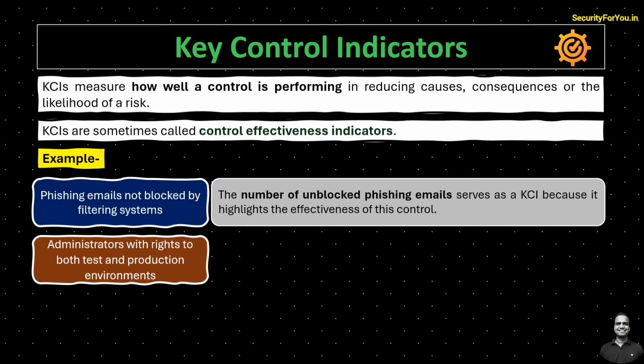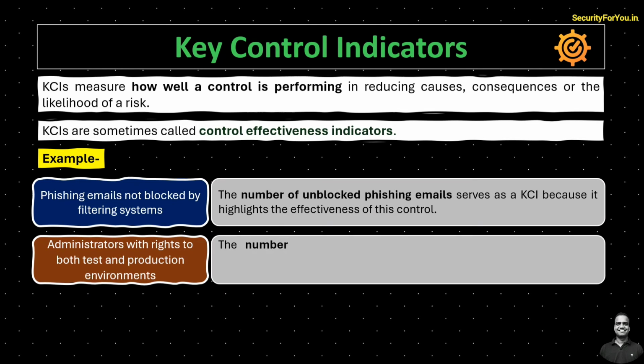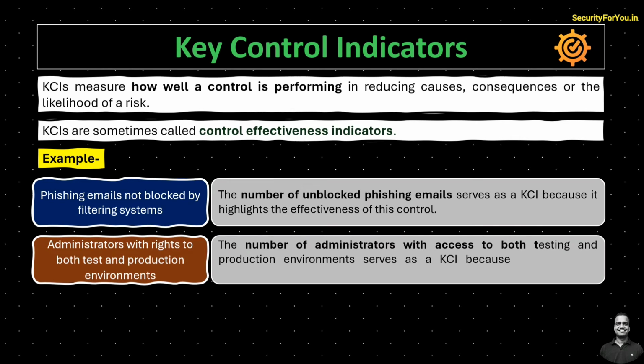Administrators with rights to both test and production environments. This indicates a weakness in segregation of duties control, which aims to prevent unauthorized access to sensitive environments. Ideally, a single person should not have access to both the environments. The number of administrators with access to both testing and production environments serves as a key control indicator because it reflects the effectiveness of this control action in maintaining segregation of duties.